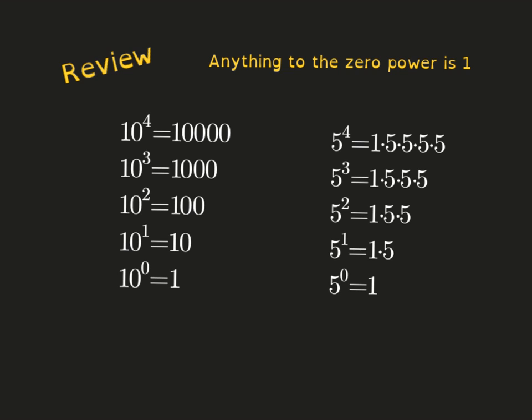Okay, so this is a review that anything to the 0 power is 1. I showed you this yesterday. So 10 to the 4th power is 4 zeros. That's 3 zeros, 2 zeros, 1 zero, and then 1. So that was one of my examples as to why a base to a 0 power is 1.